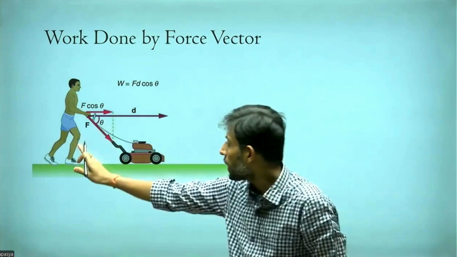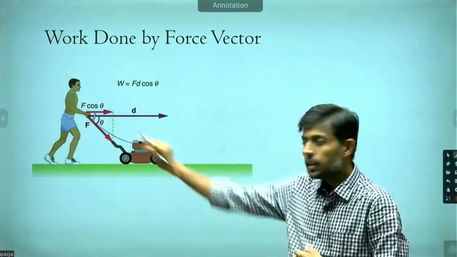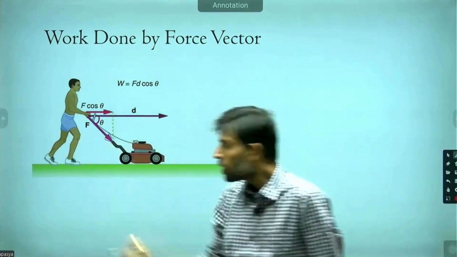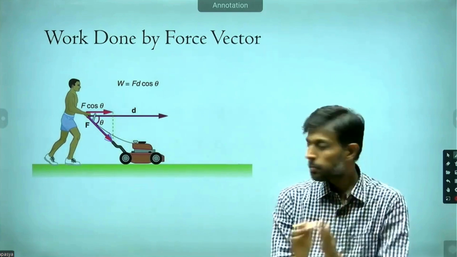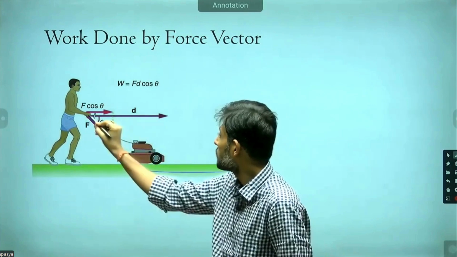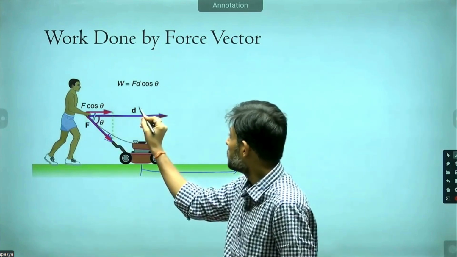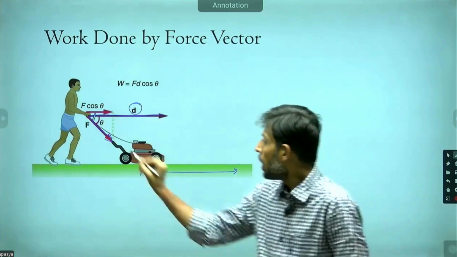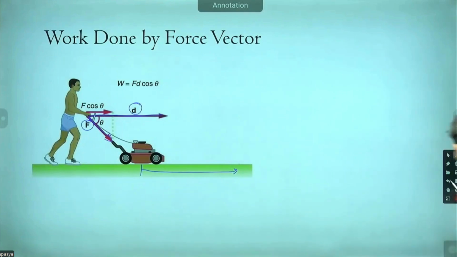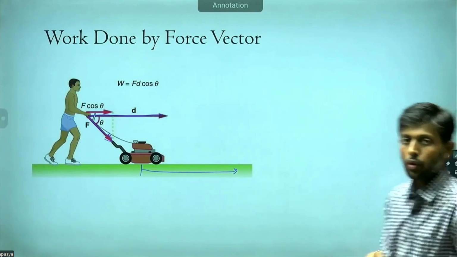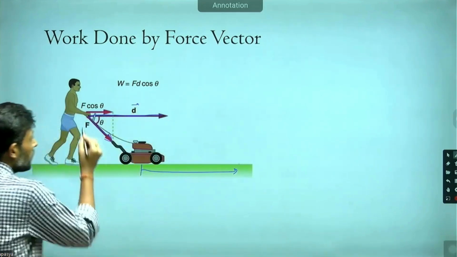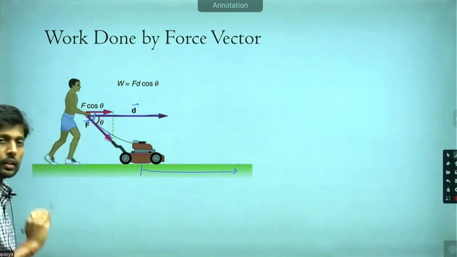Now, if this man is pushing this object, he's applying force in this direction, whereas the displacement of this object happens in this direction. Here is the displacement vector shown to us, this D, and this is the force, F vector. So let's write these things in their vector notation form. This D, I'll write as D vector, and this F as F vector.